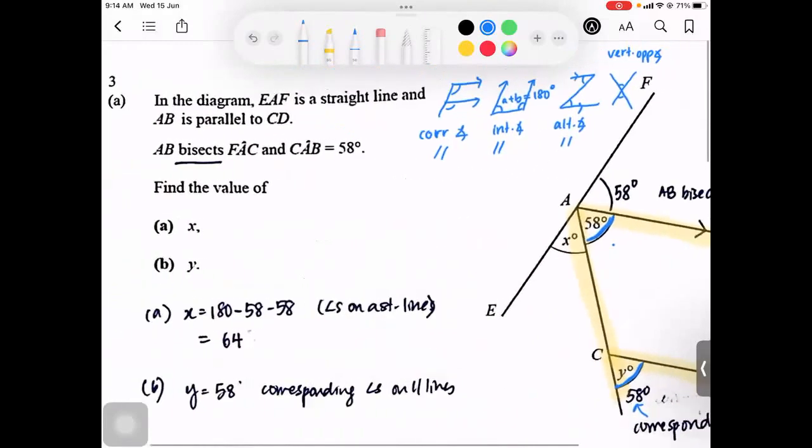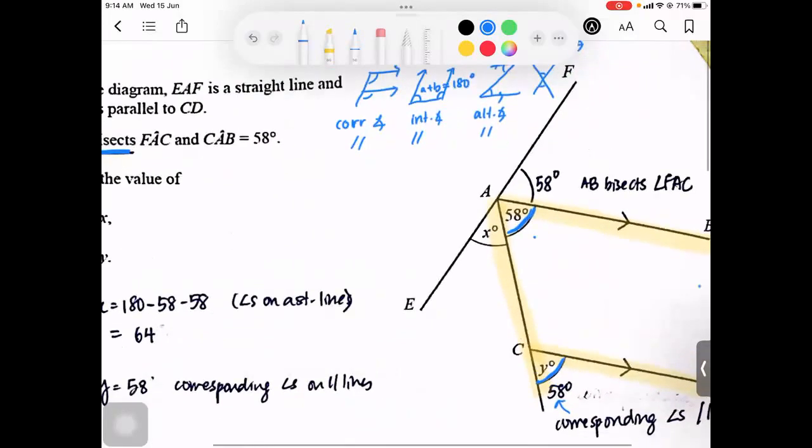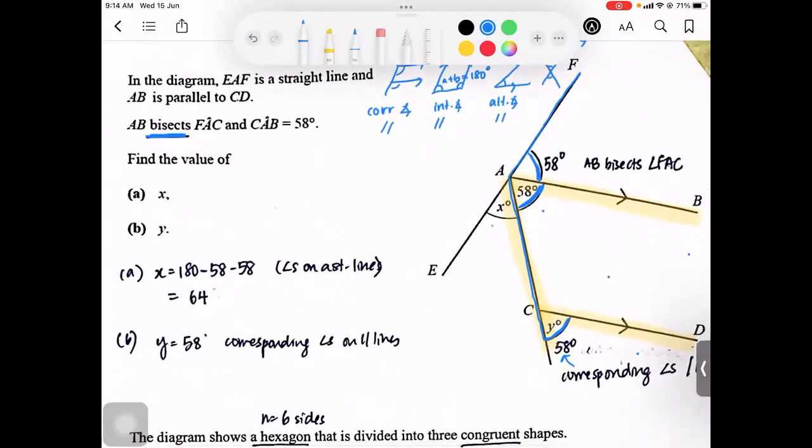Okay, next one. The question here says that AB bisects. What does bisect mean? Bisect means cut exactly into 2. So angle FAC is cut into 2 equal portions. If it's cut into 2 equal portions, we already know this is 58. So therefore, this one must be 58. Then if that's the case, I want to find x. That will be an easy value. 180 minus 58, adjacent angles on a straight line.